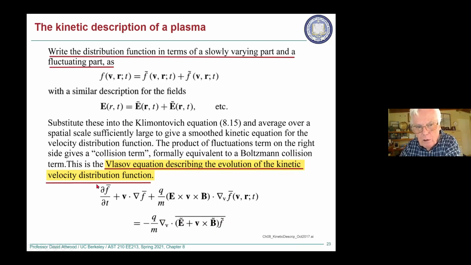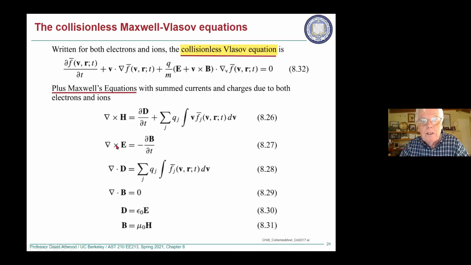And if this is zero, what's left here was what I showed you a few slides ago called the Vlasov equation for the slowly varying kinetic version of the velocity distribution function. In that case, you call that the collisionless Vlasov equation, and you combine that with Maxwell's equations. Now there are certain problems that you can solve with this, which involve more details than you could see in the fluid equations.